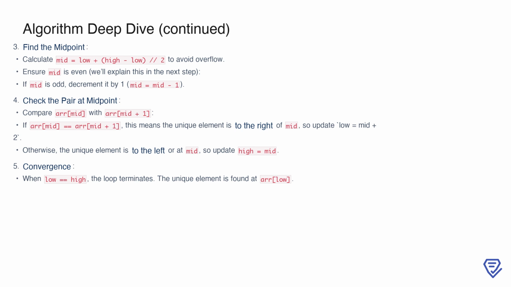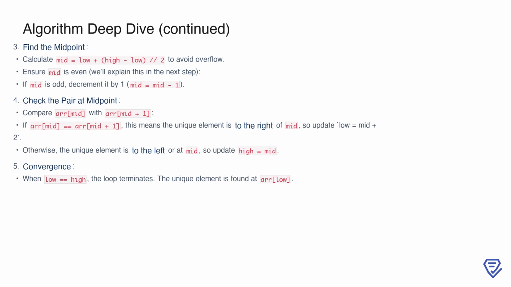To maintain the pairing logic, we ensure that mid is even. If it's odd, we adjust it by decrementing it by 1. This ensures we always start checking pairs at even indices. Once we have a valid mid, we compare the element at arr[mid] with its immediate neighbor arr[mid + 1]. If these two elements are equal, it means the unique element must lie to the right of mid, so we update low to mid + 2. Otherwise, the unique element must be to the left or at mid, so we update high to mid.